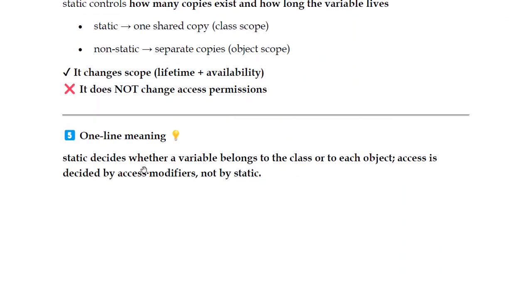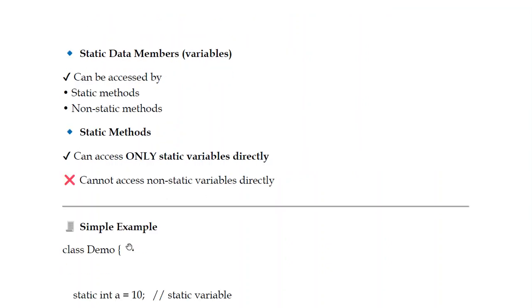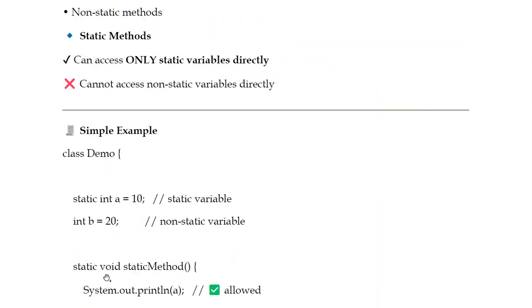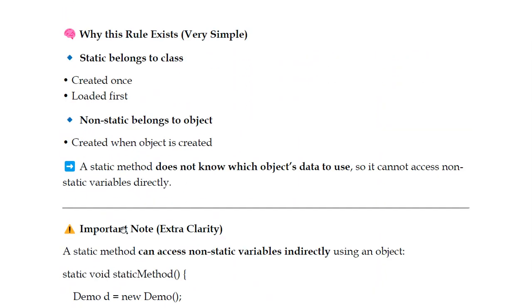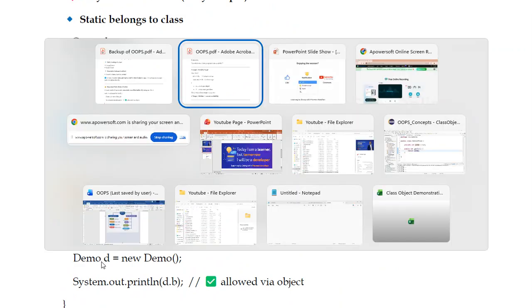One line definition: static decides whether a variable belongs to the class or to each object. This is what it decides. Access is decided by access modifiers, not by static. Static decides whether each object gets its own memory or shares the same memory, and that it should be present till the class ends. That's it. It is not decided by the access modifiers. So the remaining we'll discuss in the forthcoming session. Then only you will be able to understand easily.